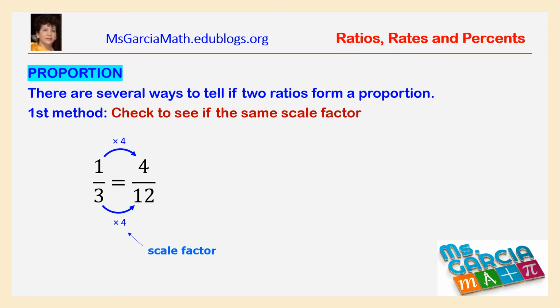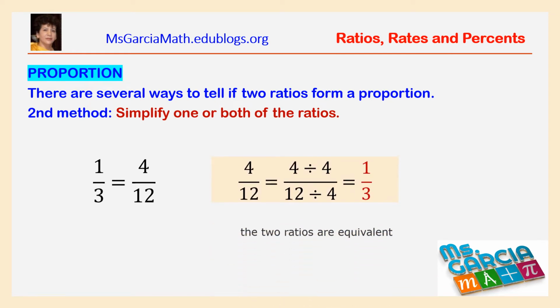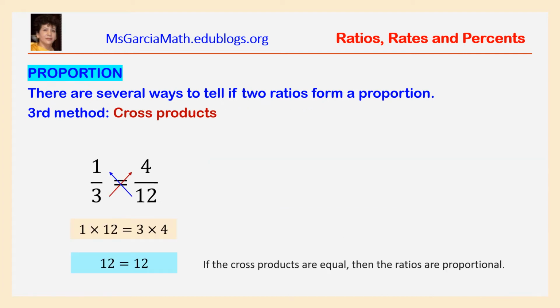Here we can see that a scale factor of 4 was used to multiply both the numerator and denominator. This is a proportion. Second method: simplify one or both of the ratios. We can see that the two ratios are equivalent. Therefore, they form a proportion. Third method: cross products. Multiply the numbers that are diagonal to each other. If the products are equal, the two ratios form a proportion.